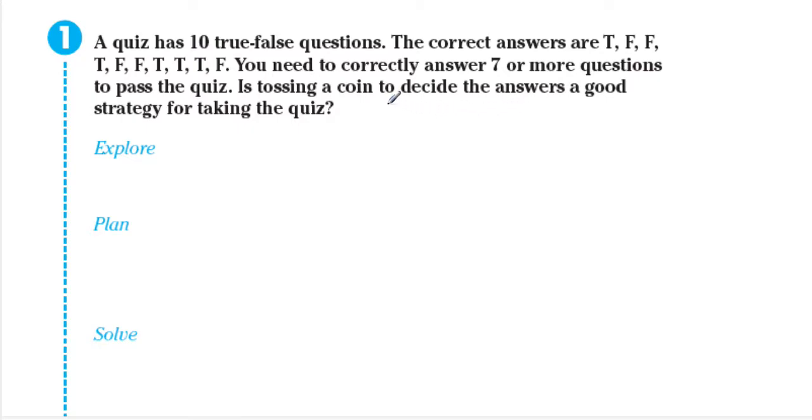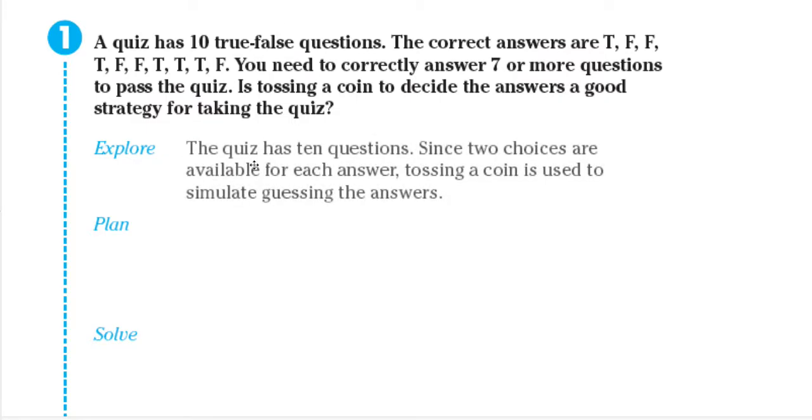If you toss a coin, would that be a good strategy to take the quiz? Okay, let's find out, because now you're using a simulation. The quiz has 10 questions. Since two choices are available for each answer, tossing a coin is used to simulate guessing the answers. Tossing a coin is a good manipulative to use to be able to simulate this kind of a problem.